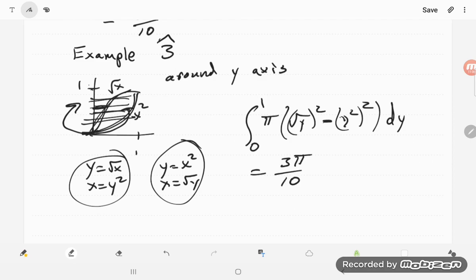Amazing. Didn't matter which direction we went, we got the same volume. And again, that was just, we had the symmetry of inverse functions going on here. Okay, so that is this idea of the washer method and example 3 and 3 hat.